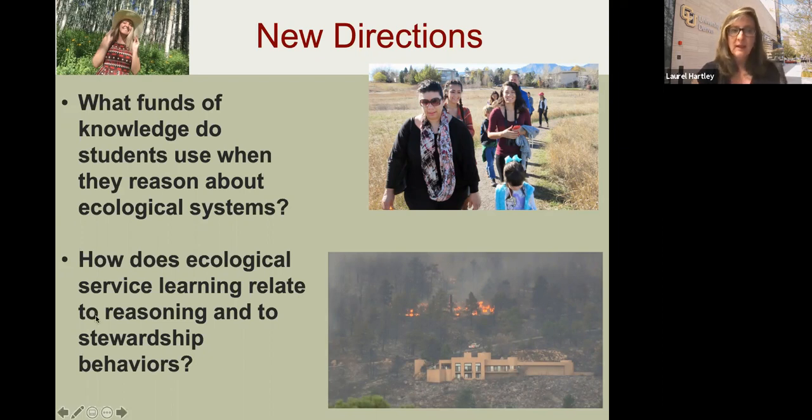Another thing we're doing is we're looking at how ecological service learning could relate to reasoning and to stewardship behaviors. And this idea also stems from the idea that a lot of informal education could also increase ecological literacy. This right here is a picture of the Calwood fire, which is a fire that was burning last year outside of Boulder County, Colorado. And Julie's got students doing service learning up at the Calwood fire, replanting, moving different plants, building roads, taking out invasive species. And she'll be doing interviews with those students who have completed service learning.